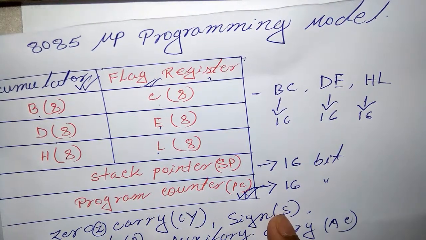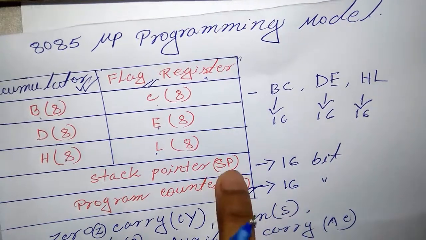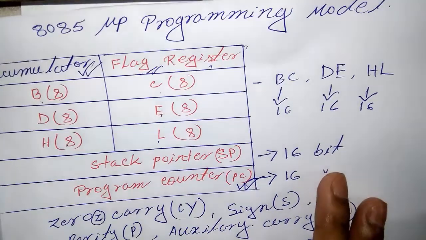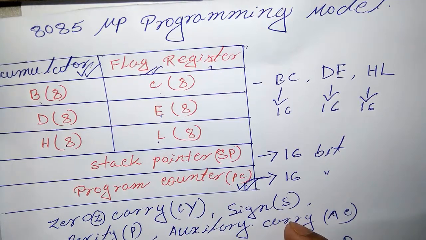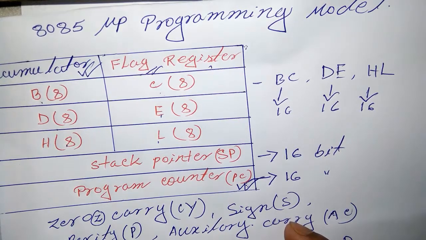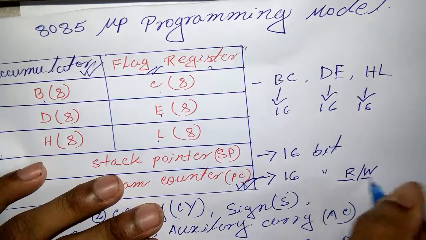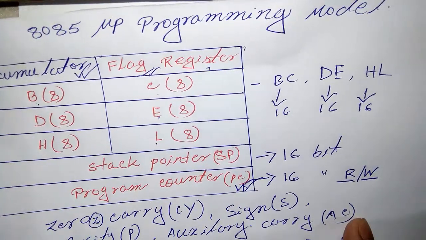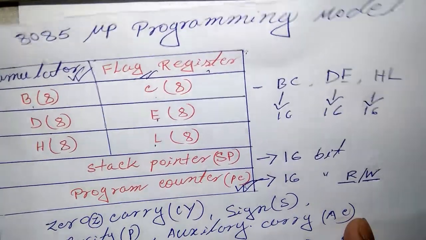And next one is the stack pointer, which is indicated by SP, and this is also a 16-bit register. The stack pointer is a 16-bit register used as a memory pointer. It points to a memory location in R/W memory. R/W memory means read and write memory, called the stack. The beginning of the stack is defined by loading a 16-bit address in the stack pointer.